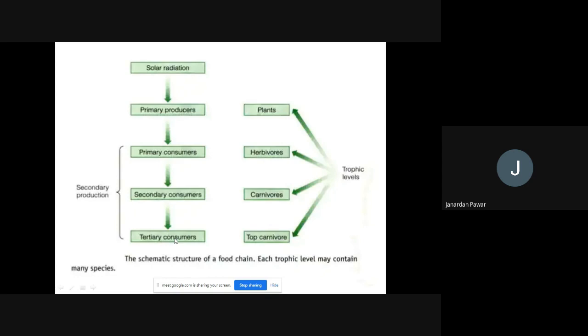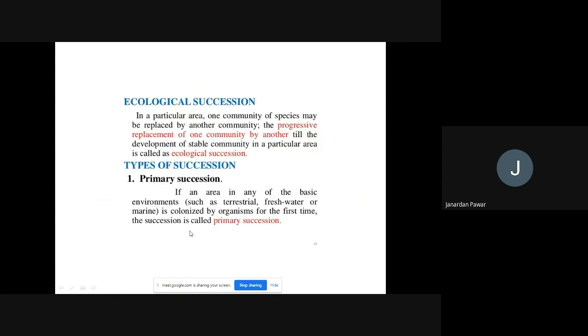Then trophic levels, these are the trophic levels: plants, herbivores, carnivores, and top carnivores. First, second, third, and fourth, top. These are the levels. Now, ecological succession we can see in tomorrow's session.